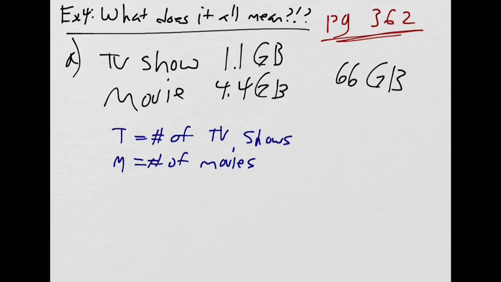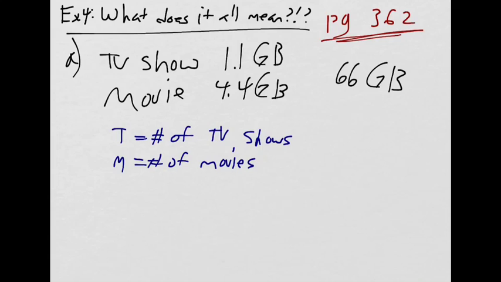So we need an equation that would give Spencer some idea of how many TV shows and how many movies he could have without exceeding the 66 gigabyte limit. Okay? He could have all TV shows, he could have all movies, he could have some of each. But however many he has of either, he just needs to make sure he doesn't exceed this total. So we're going to use the general form of the equation of a line to model this, and here's how it's done.